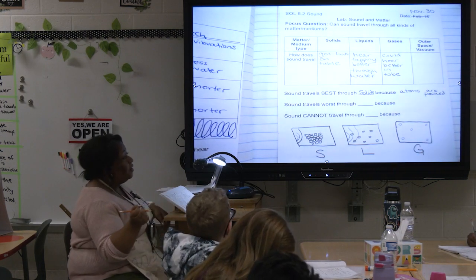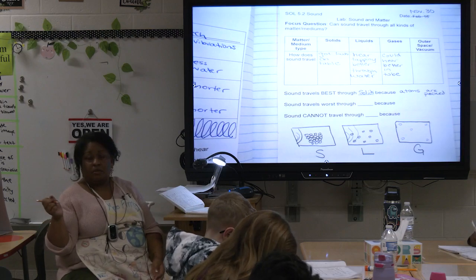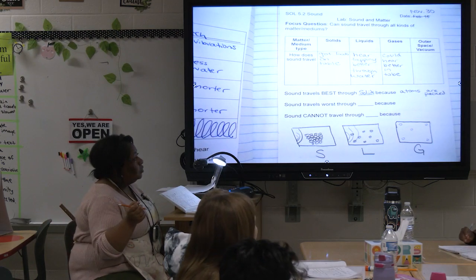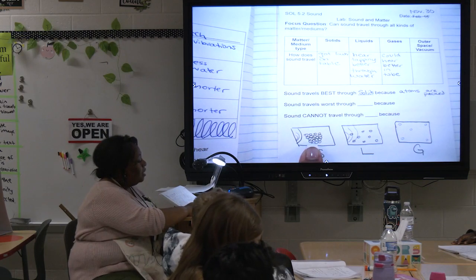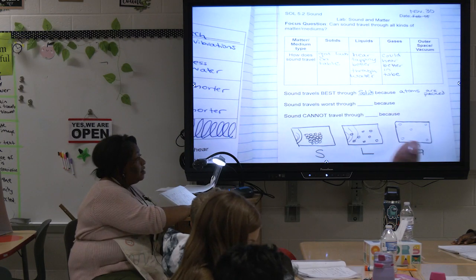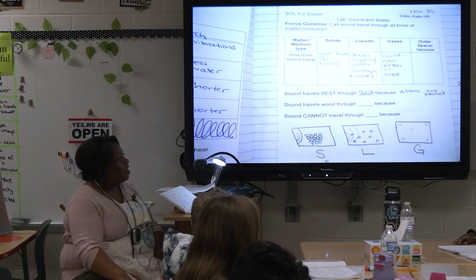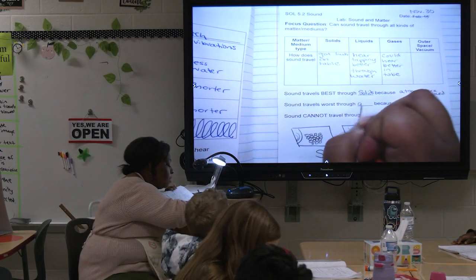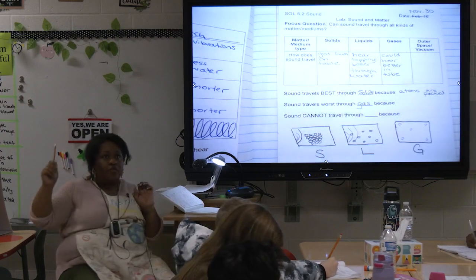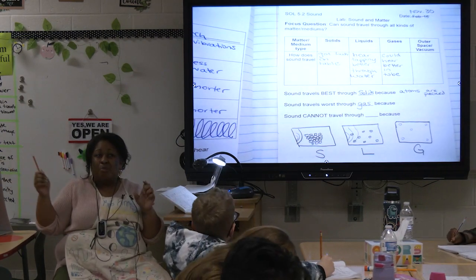Yeah, they're very far out, very spaced apart. So out of these three, really packed tight together, a little bit looser, very spread out. What do you think sound's going to travel the worst through? Gas. Yeah, it's going to travel the worst through a gas. That's why when you struck the tuning fork in the air, you barely heard it.